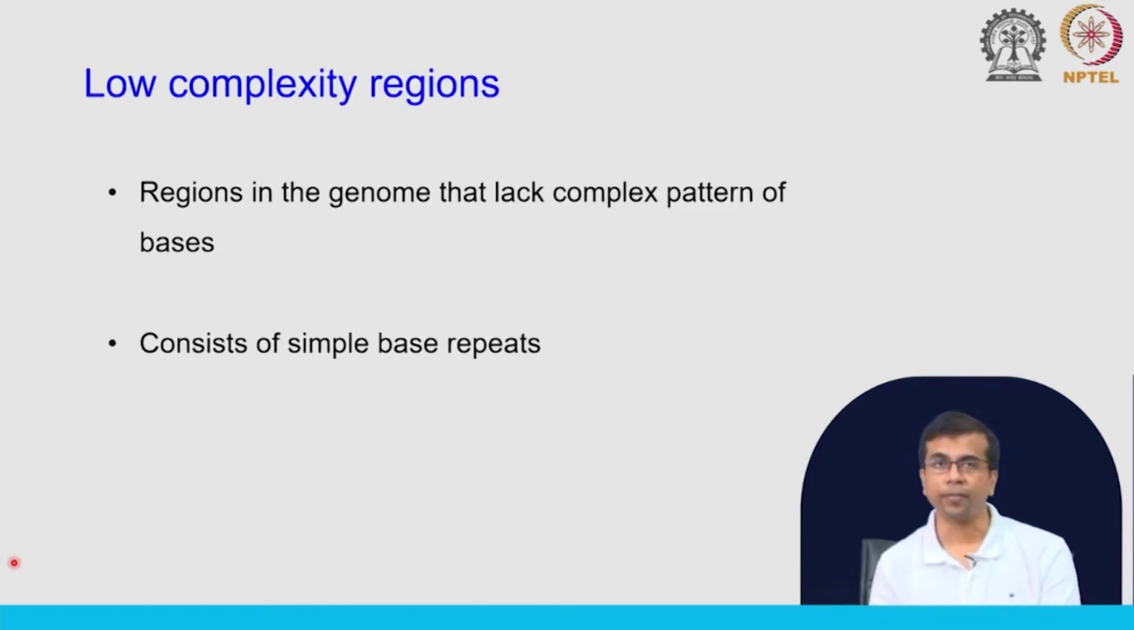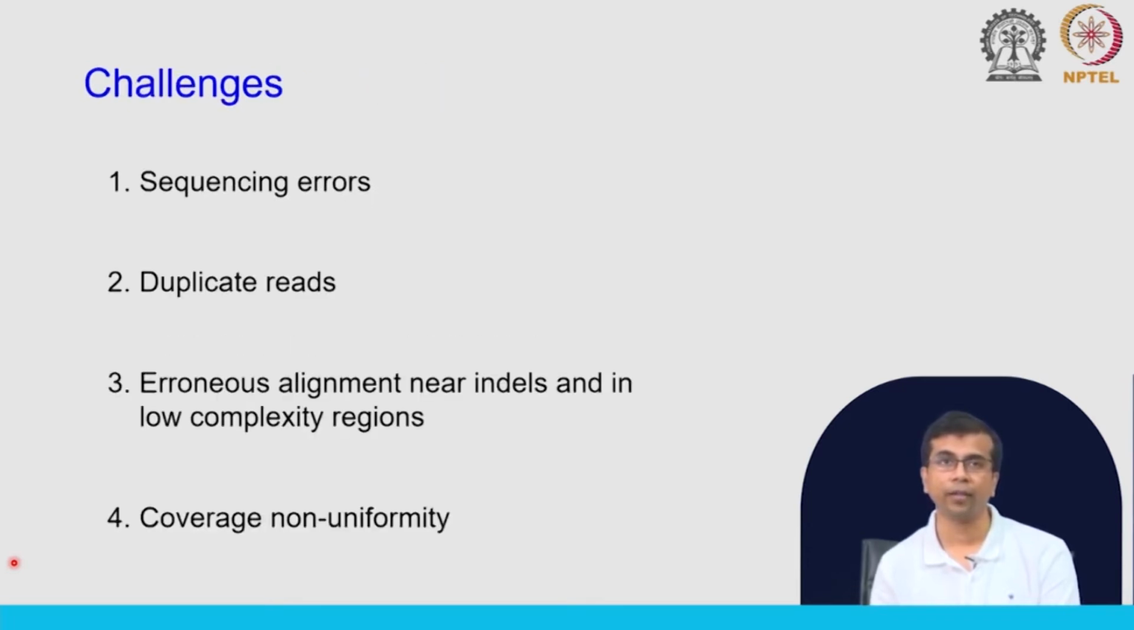As I have just mentioned, low complexity regions are regions in the genome that lack a complex pattern of bases and have simple base repeats. You can imagine, for example, the homopolymeric regions, where you have one single base repeated multiple times, and that can cause problems for the alignment and can also lead to several false calls.